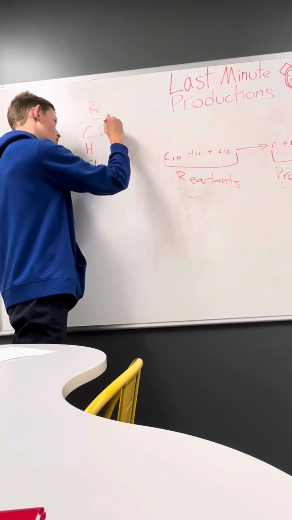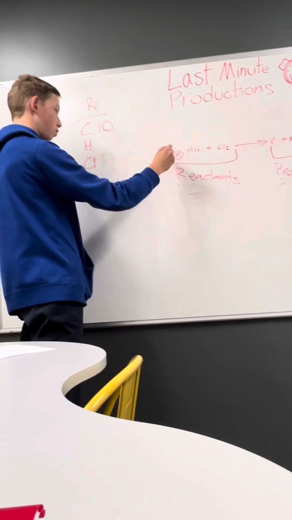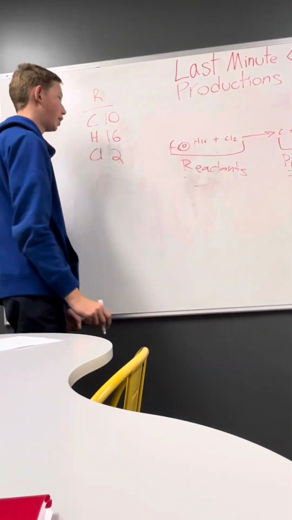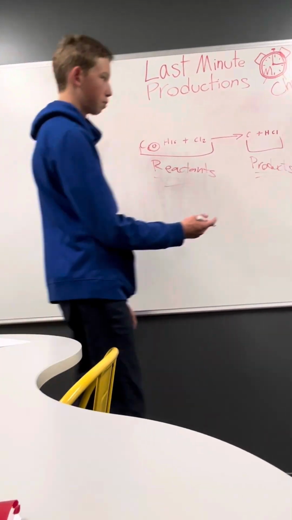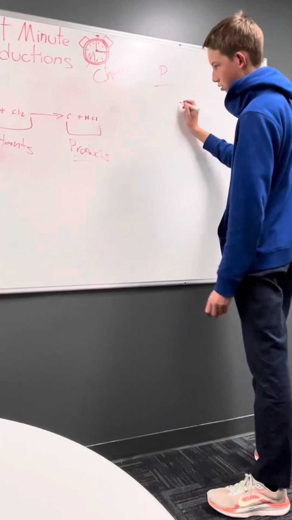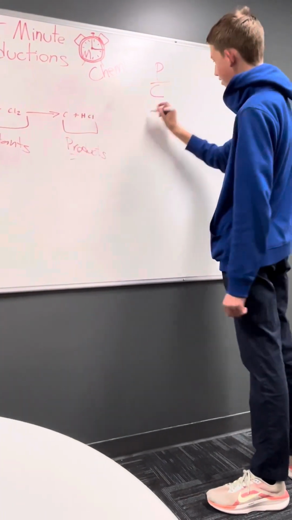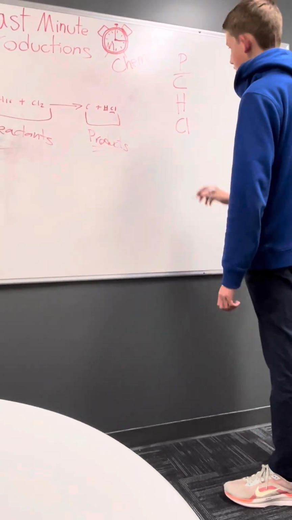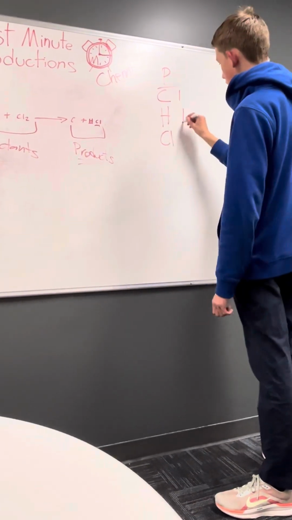Okay, we have 10 carbon right here, you can see. We have 16 hydrogen, as you can see right here. We have 2 chlorine here. Now, we need our products. I'll put a P up here for products. Over here we have our carbon right there, our hydrogen right here, and our chlorine. These are not connected. We have 1 carbon, 1 hydrogen, and 1 chlorine.